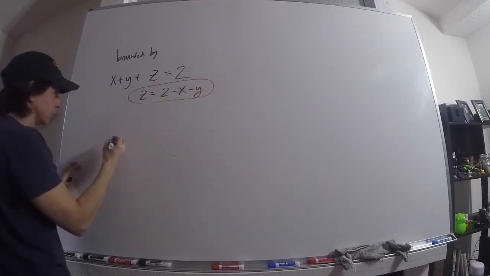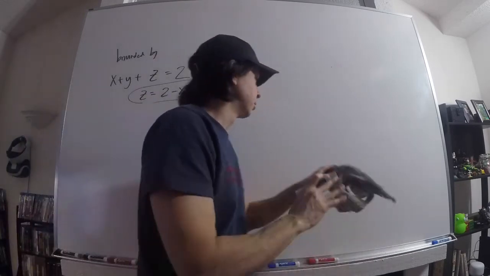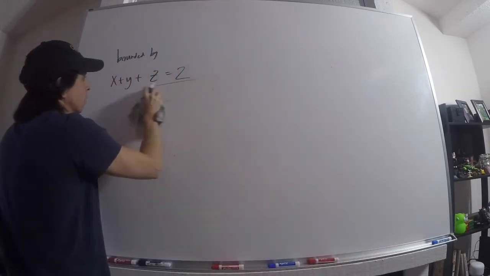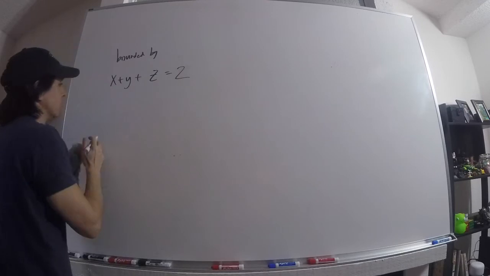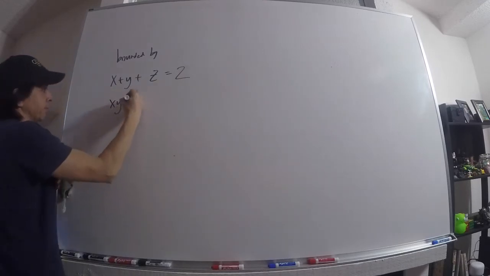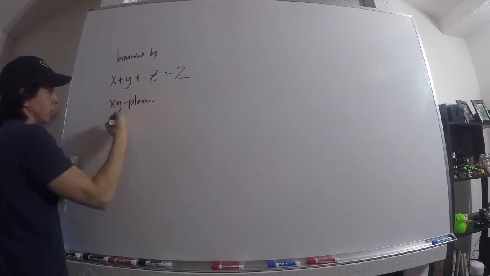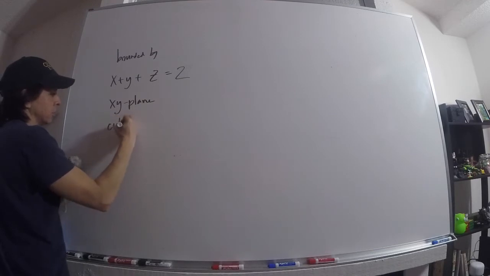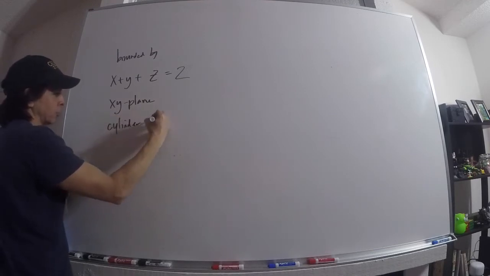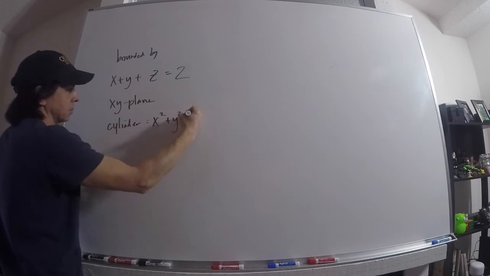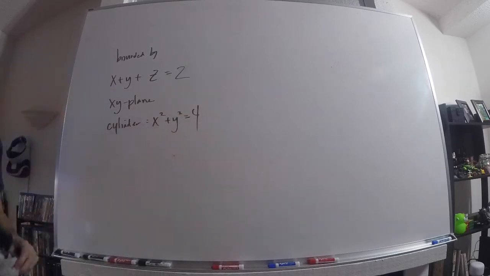So note that, because before I wanted z is equal to. Okay, let's pretend I don't know that. Bounded by the xy plane, and the cylinder, I think I wrote x squared plus y squared is equal to 4. I've got to know what all these things look like. At this point, he will expect that of you.